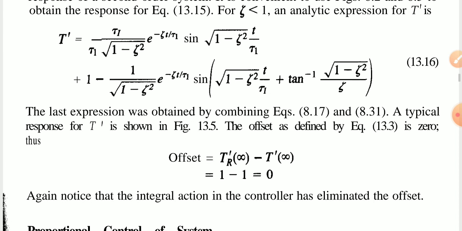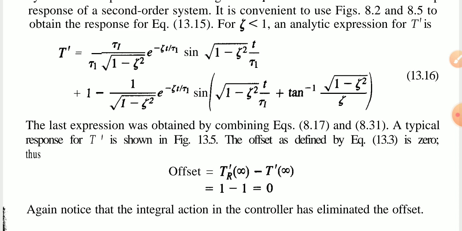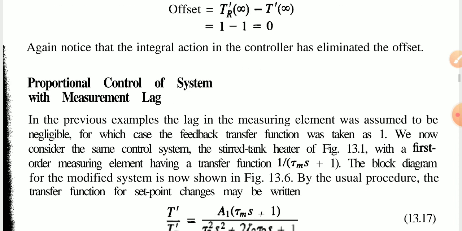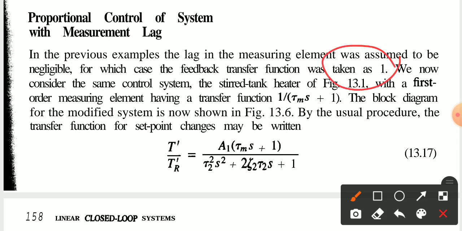And this is the impulse function for the response: tau dash is equal to tau 1 upon under root 1 minus zeta square, e raised to minus zeta t by tau 1, sin under root 1 minus zeta square t by tau 1, plus 1 minus 1 upon under root 1 minus zeta square, e raised to minus zeta t by tau 1, sin of (under root 1 minus zeta square t by tau 1 plus tan inverse under root 1 minus zeta square by zeta). Now the value was 1, so offset is equal to tau dash r at infinity minus tau dash at infinity, which is 1 minus 1, equal to 0. On the basis of that value being 1, we took it as 1.